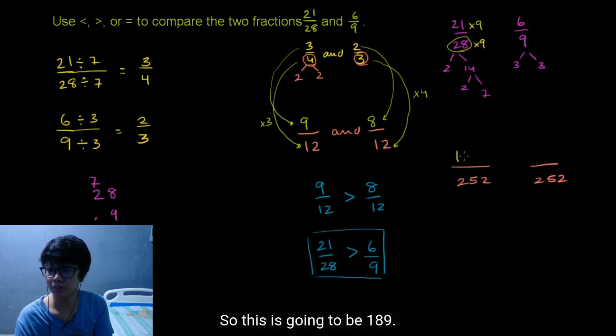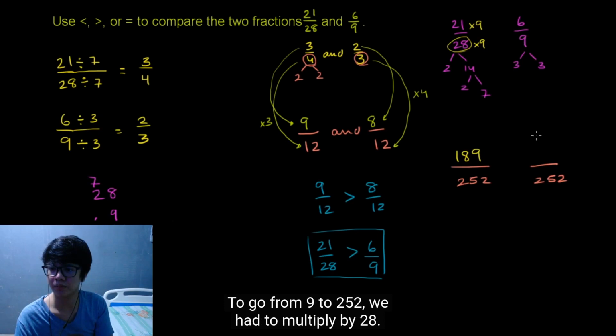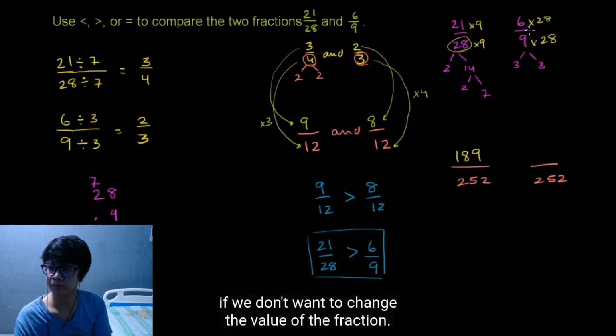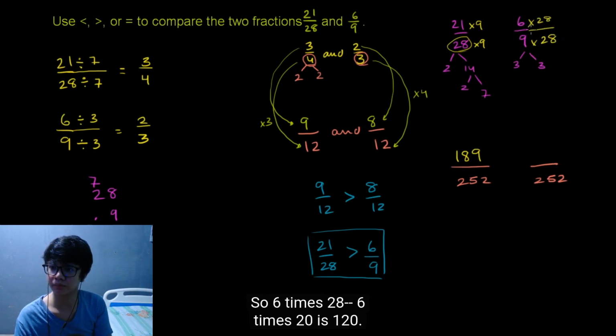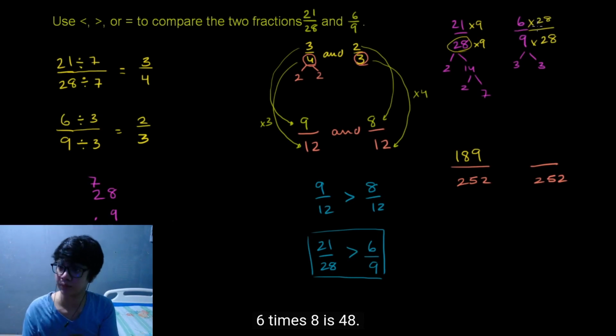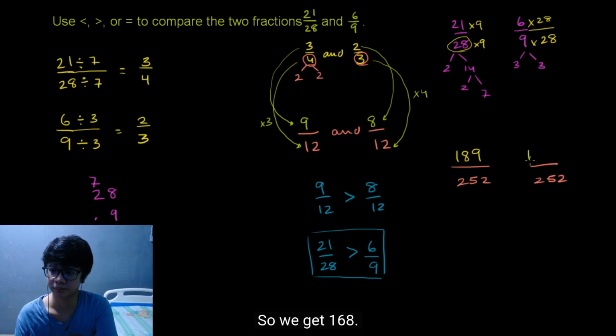So this is going to be 189. To go from 9 to 252, we had to multiply by 28. So we also have to multiply the numerator by 28 if we don't want to change the value of the fraction. So 6 times 28, 6 times 20 is 120. 6 times 8 is 48, so we get 168.